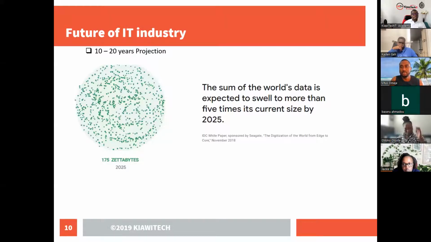So as long as the data is growing, we know that we are in the era where data is the new oil. As long as the data is growing, your career will always be hot cake because it's always going to be needed.